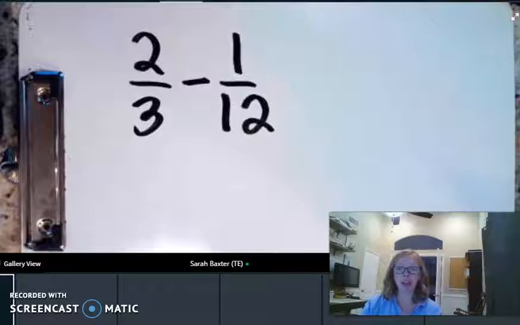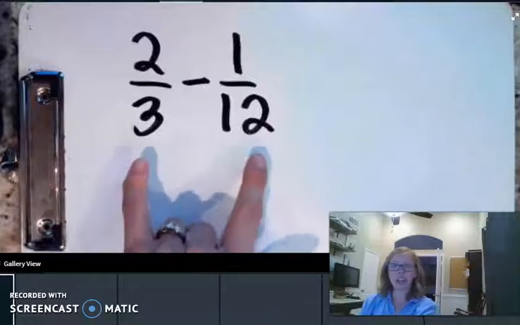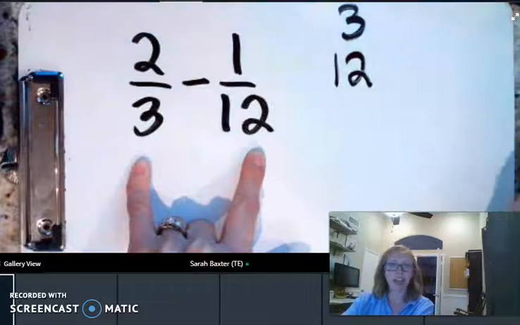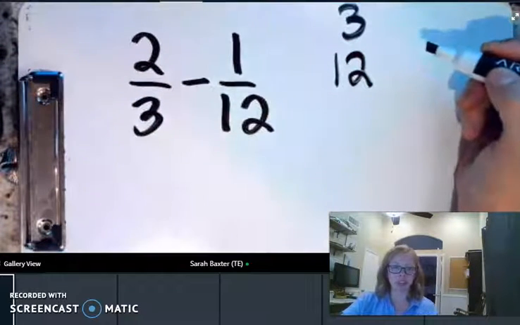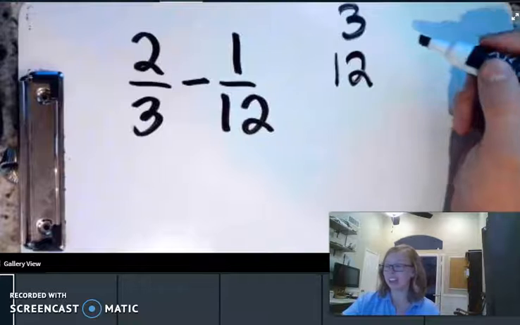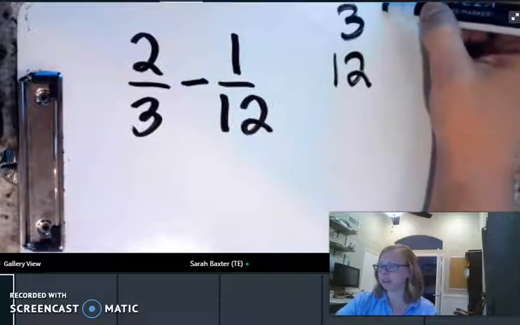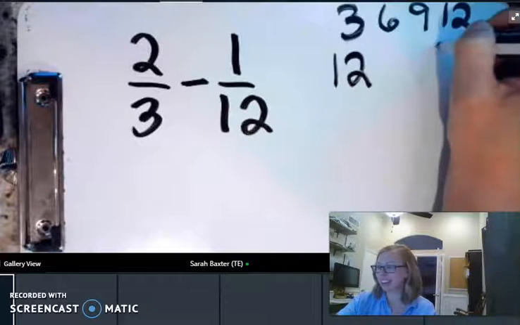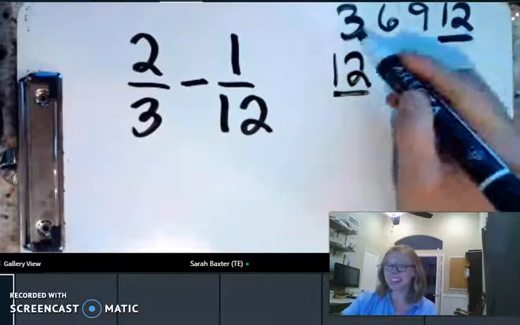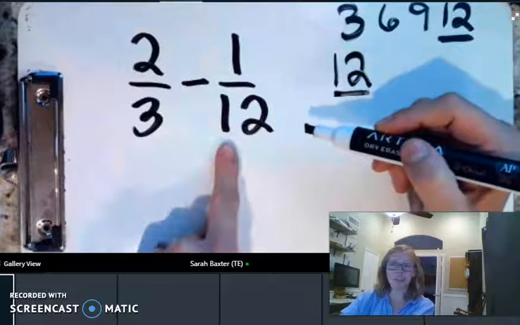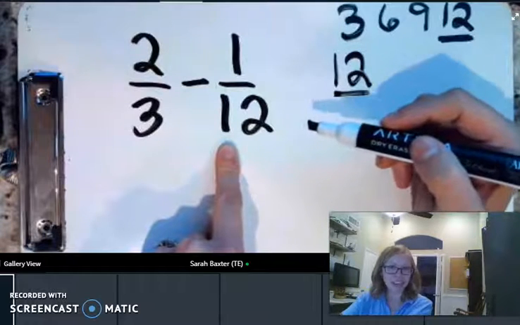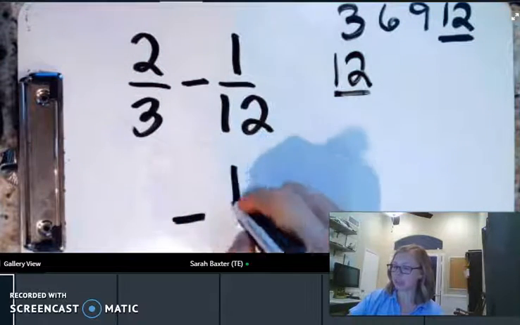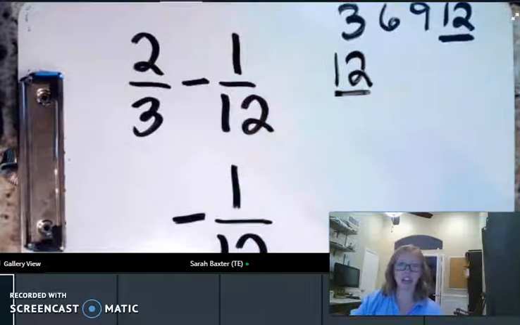So I have a couple of methods that I can use. When I look at my two denominators, 3 and 12, I can think about the multiples of those numbers. Remember, look at a multiplication chart. My multiples of 3 would be 3, 6, 9, 12, and I'm going to stop there because I notice that 3 has a multiple of 12. One of my denominators is already 12, so I'm going to use 12 as my common denominator. That means 1/12 is already in the right form.